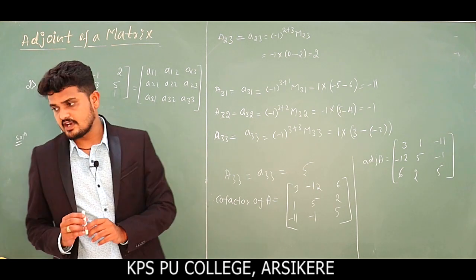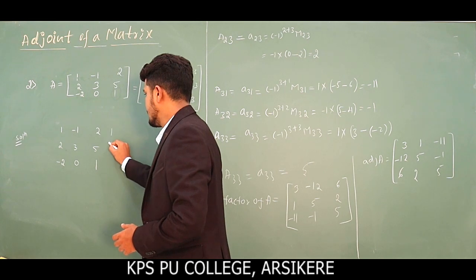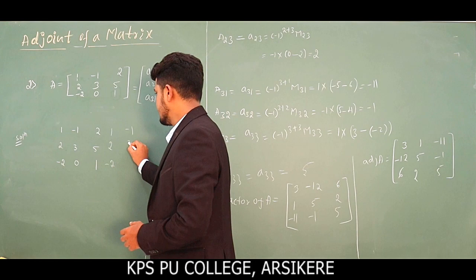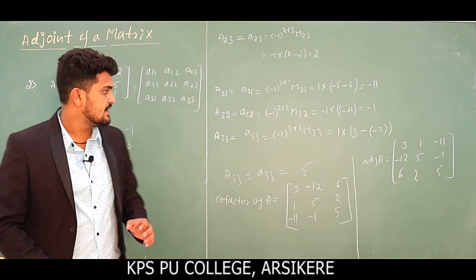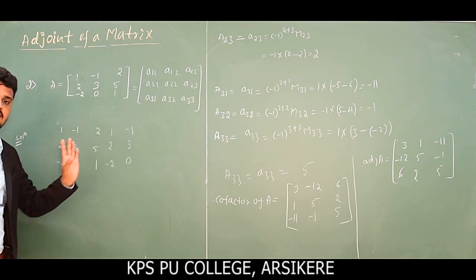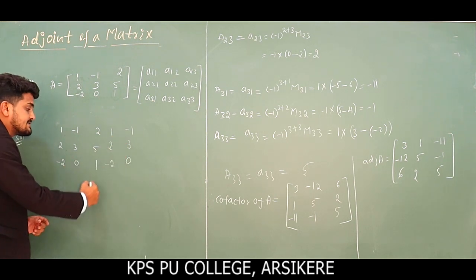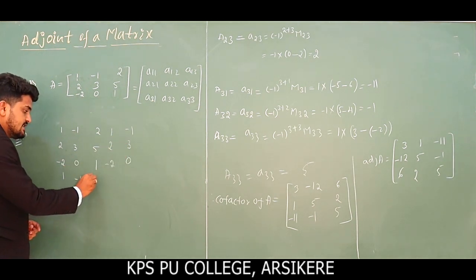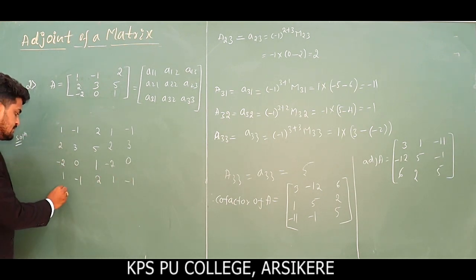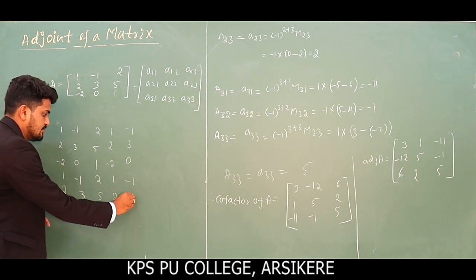Again, next you write first two columns as it is. So 1 2 -2 -1 3 0. Again, first write the matrix, then the first 2 columns as it is. Next step, again write first 2 rows as it is. So 1 -1 2 1 -1. Next 2 3 5 2 3.